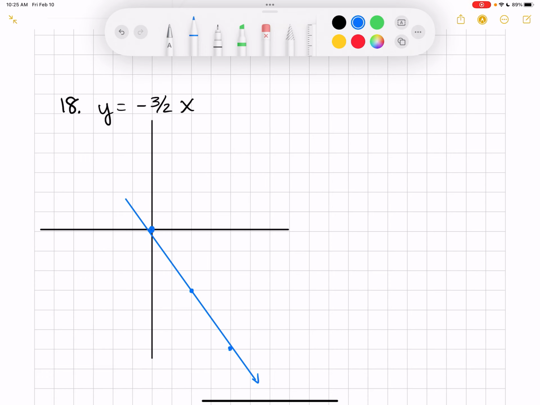And with these ones, I would still like you to have 3 points, but if it ends up going way off your graph, it's not that big of a deal. Don't worry about it. Just at least get 2 points on there, obviously.